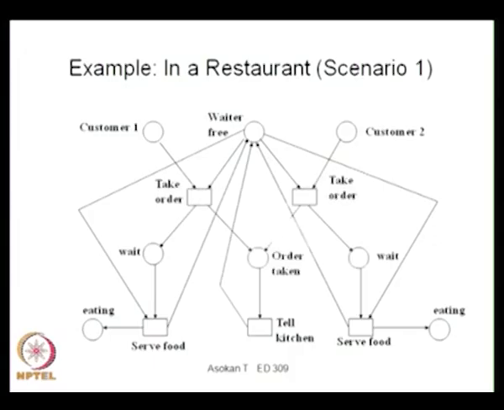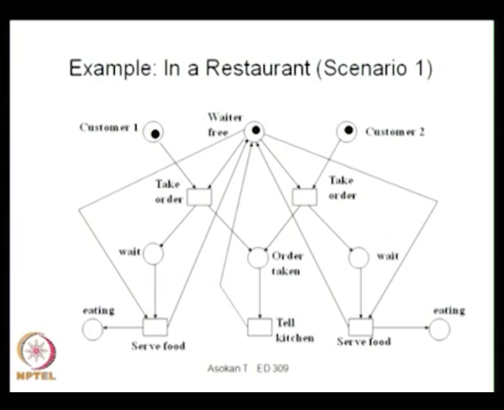So this is scenario 1. Initially both the customers are there, you can see the tokens at these places. You have this token customer 1, then customer 2, and then there is a waiter who is free here. Taking order is shown by this transition, and taking order from customer 2 is shown by this transition. This transition is connected to two places, customer 1 and waiter free. So this transition can take place only if there are tokens in these two places, customer 1 and waiter.